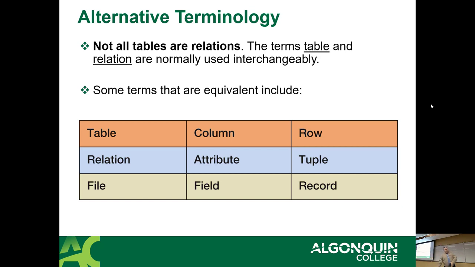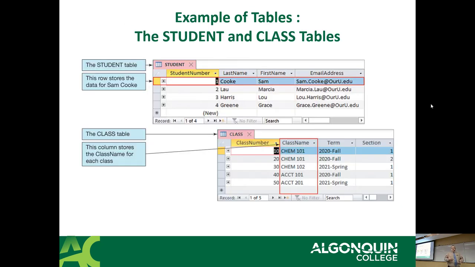Now, the blue row is specifically more the conceptual side of the deal. The top one and the bottom one have to do more with the physical side. The blue row is more conceptual. So for today, I'll tend to be using the words relation and attribute. We won't be talking about rows at all, more than anything else. And I may use the word entity, which is the same thing as a relation.